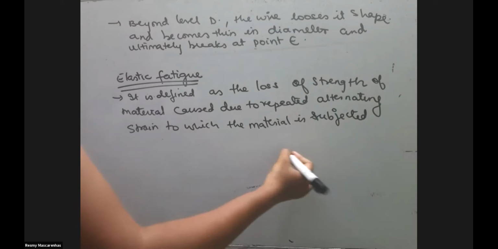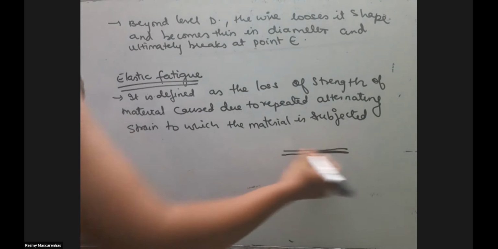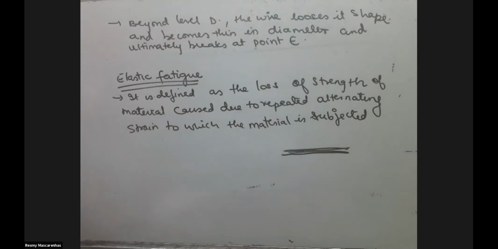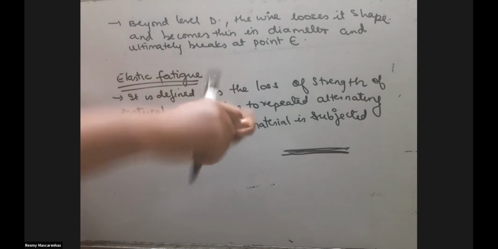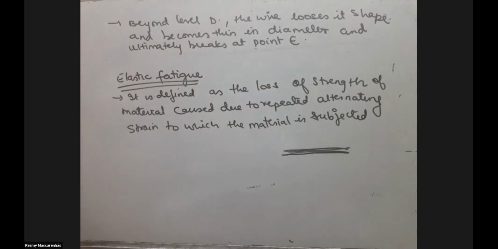Consider a wire only, a normal bending wire. If you keep bending, you bend a wire, then you stretch it again, bend a wire again, make it straight, bend a wire again, make it straight. If you keep doing that, at some point it will lose its strength and then it will break.